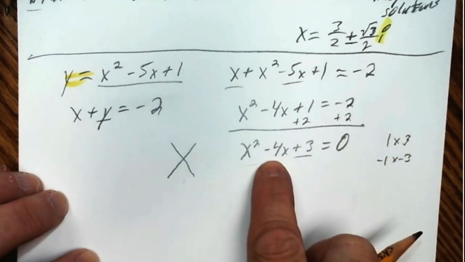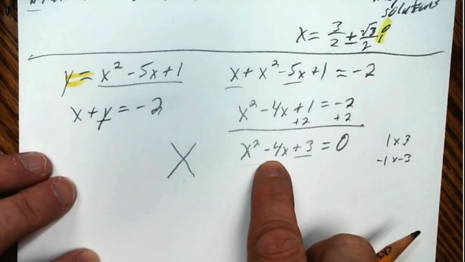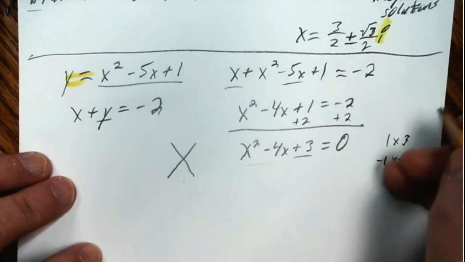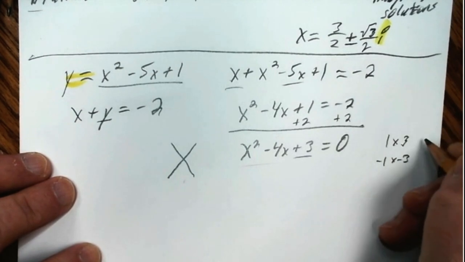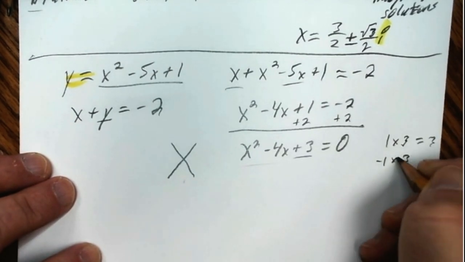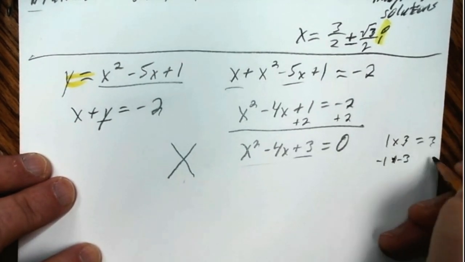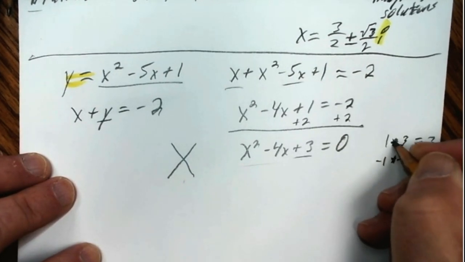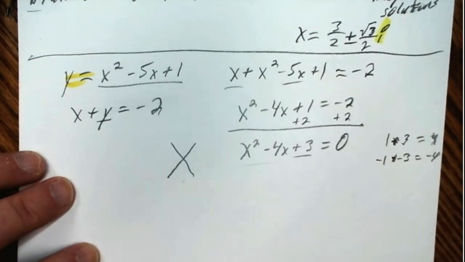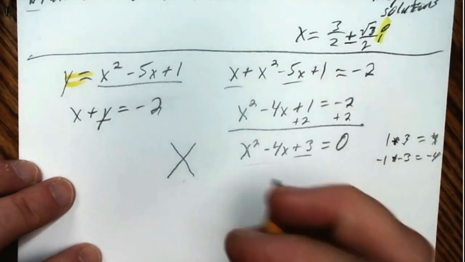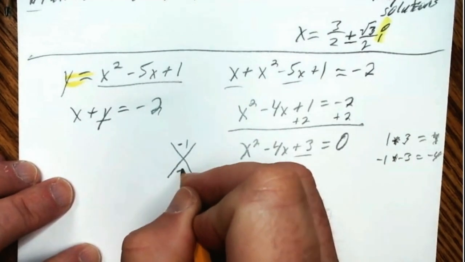I also need to add them together for the middle term. Well, 1 plus 3 is 4. 1 plus -1 times plus -3 is -4. Oh, this would be 4. I'm sorry. If I added those together, it'd be 4. If I multiply them together, it's 3. So I need to use the negative. So -1 and -3.